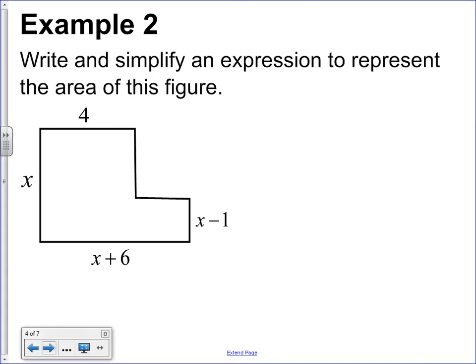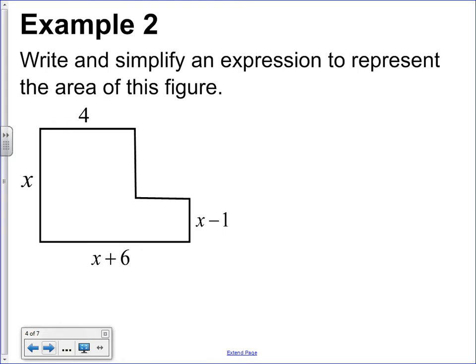All right, so this is the same picture that we dealt with in the bell work. It says, write and simplify an expression to represent the area of this figure. What do you mean? It's x minus 1. This side length x plus 6. This side length x, this side length is just 4. What do you mean?